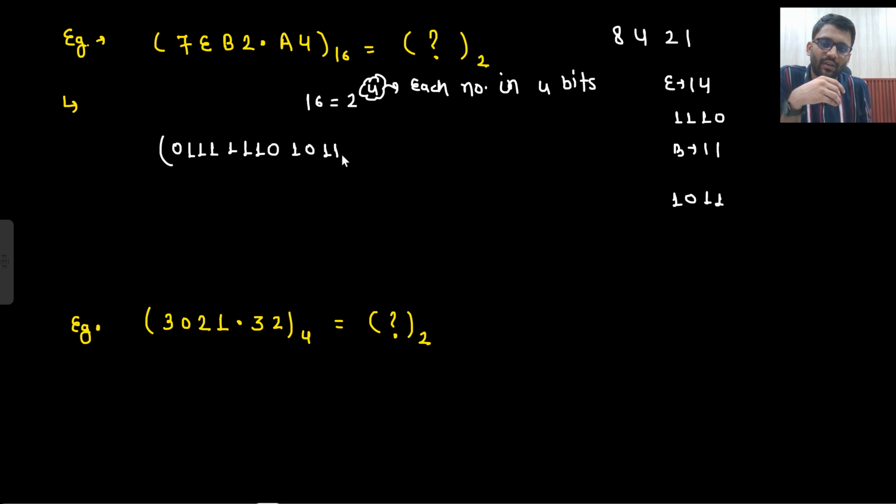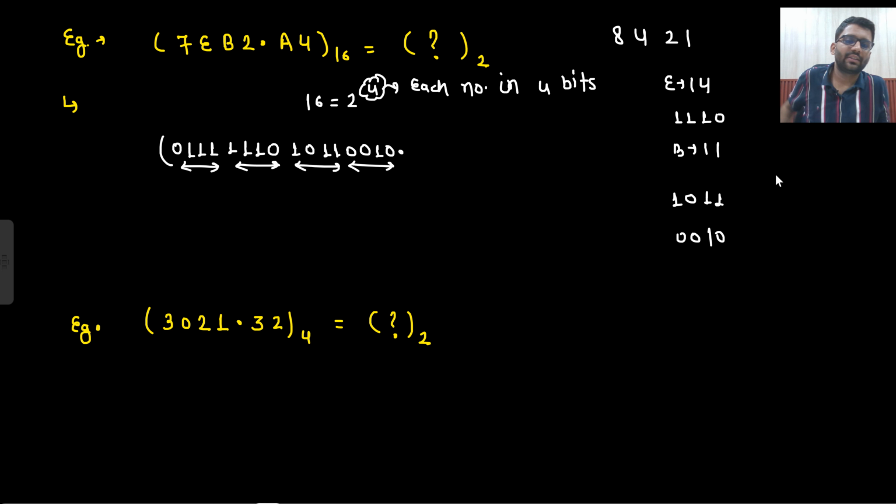And what about 2? 2 is 0 0 1 0. So 4 bits, these 4 bits, and these are also 4 bits. So here, now next is A.